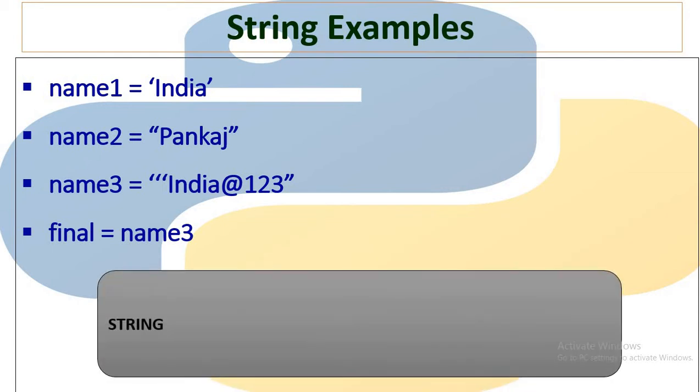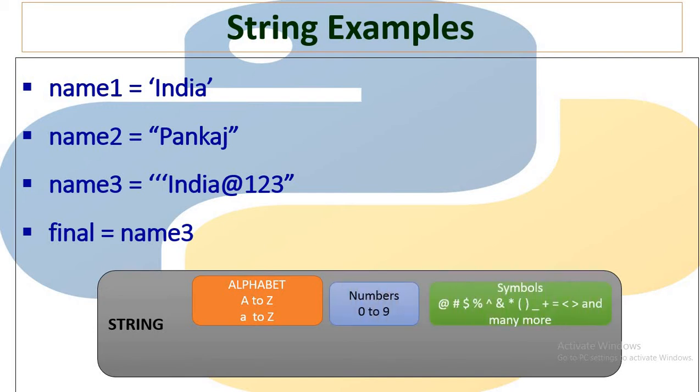Let me repeat again. A string is a combination of alphabets or numbers or symbols like @, $, percentage, exponent, multiplication, division and many more, along with white space, that is the space bar or the tab, equal to 4 spaces. Remember, a string is a combination of everything mentioned here. So anything written in single quotes, double quotes or triple quotes is considered a string in Python.